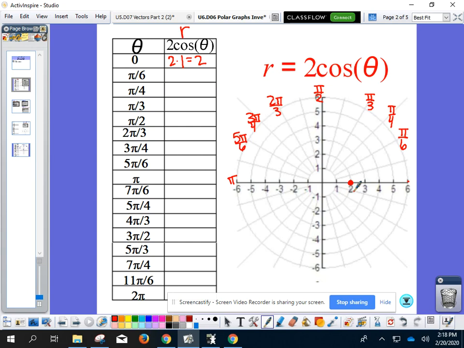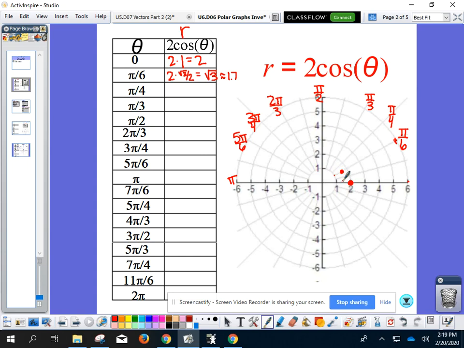Then going up to pi over 6, cosine at pi over 6 is square root 3 over 2. So we have 2 times square root 3 over 2, which ends up just being the square root of 3. And then we would need to approximate if we wanted to graph this. So if I approximated the square root of 3, in this particular case, it's about 1.7. So I would go up to this pi over 6 mark and count forward 1.7-ish right there.